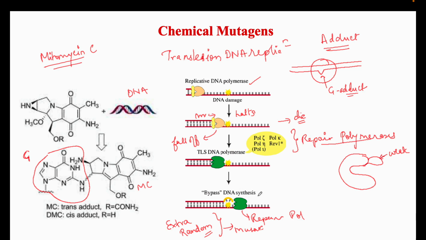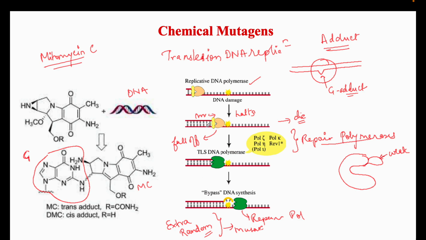Okay, the lesion is bypassed. So this is a very important process in the cells. Translesion DNA synthesis is a very important process in the cell. And again, repair can be error free or error prone. So it is very important to bypass these lesions, and hence this process is very important.